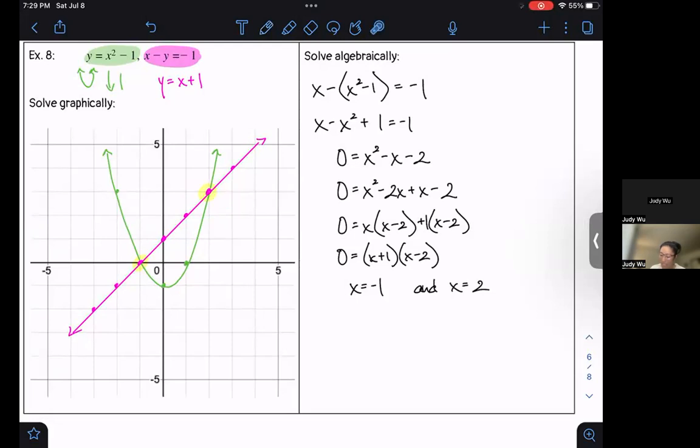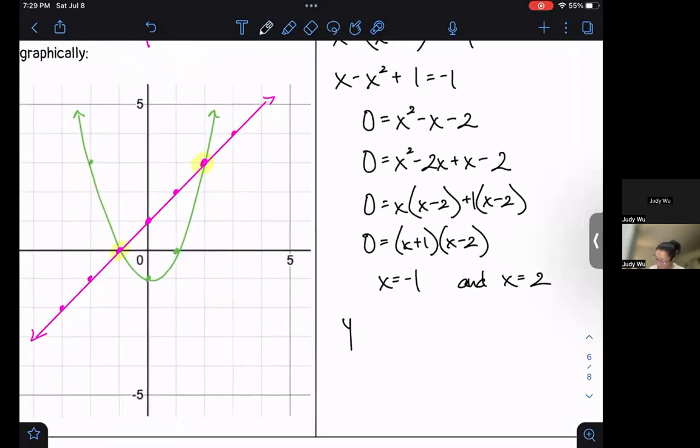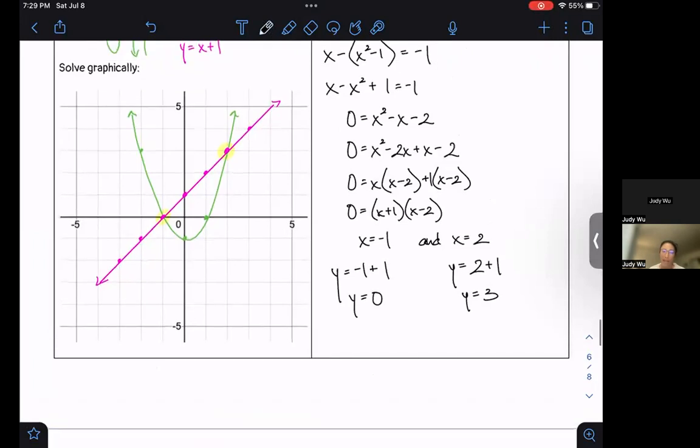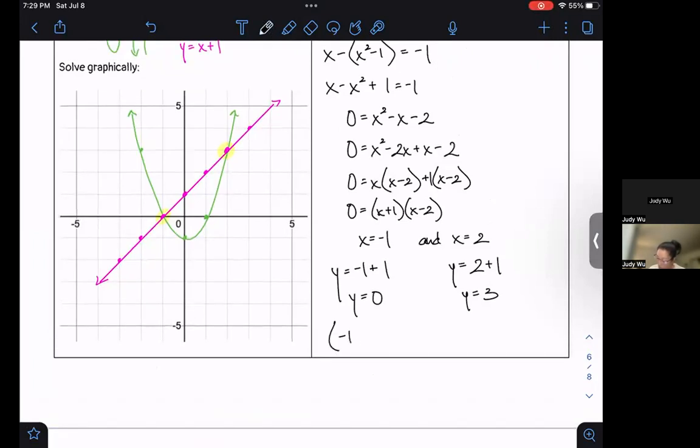Now, which one is the easiest equation of them all to plug our x back into, or the most efficient? I think it's going to be this one, y equals x plus 1. Okay, so I'm going to go ahead and put that into y equals x plus 1 and y equals x plus 1. And check out what I get, y equals 0 and y equals 3, which gives me precisely the two points that I have here: (negative 1, 0) and (2, 3).